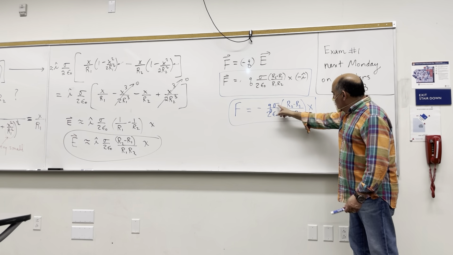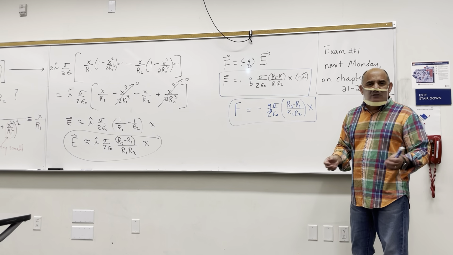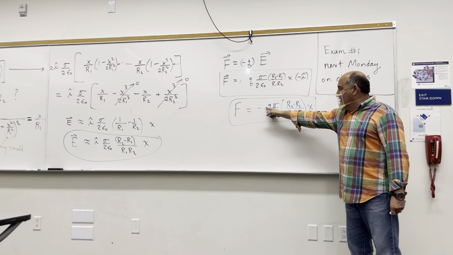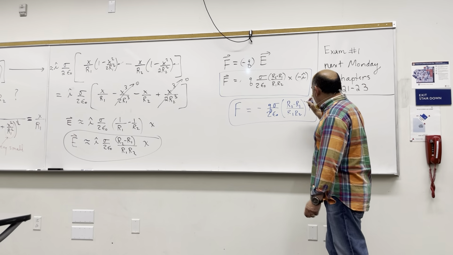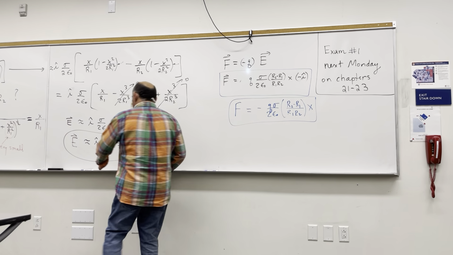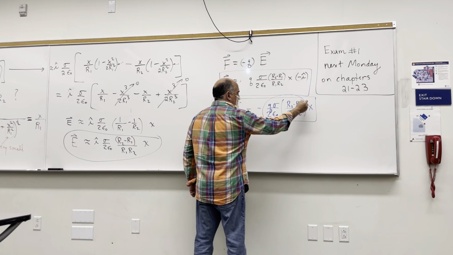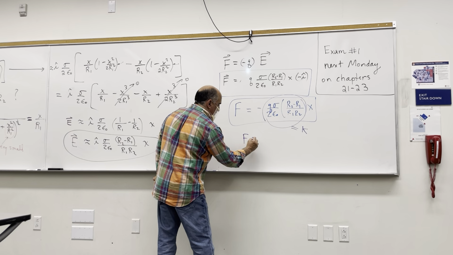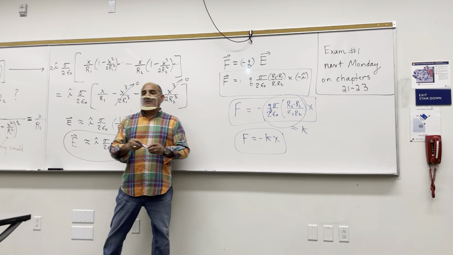So all of these are just numbers. Depending on the size of the washer, the inner radius, the outer radius, the charge of the point charge that I placed next to it, the charge per unit area on it, that's a number. All of this is just some constant. Suppose I call it k. This is F equals minus kx. Maybe if I write it like this, it'll be more familiar.